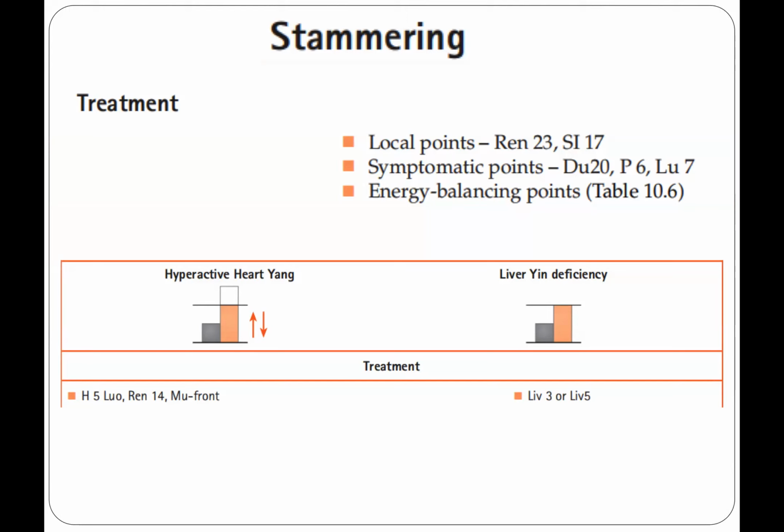So for the hyperactive heart yang, the heart yang compared to the yin is relatively very active. Even if it is within normal, in relation to the yin, it's very active. So we need to do treatment by using the luo connecting point, heart 5, and the front mu point, REN 14. And another cause for stammering is liver yin deficiency. So we use liver 3 or liver 5.